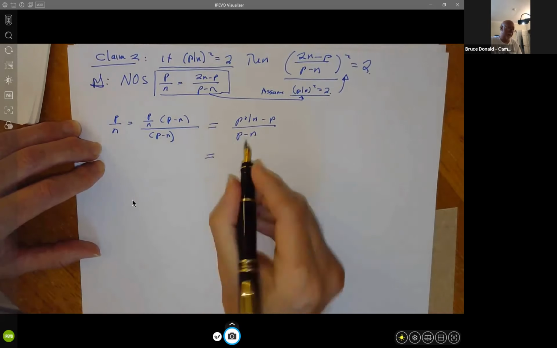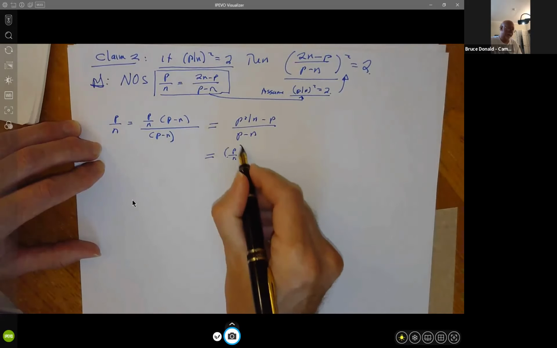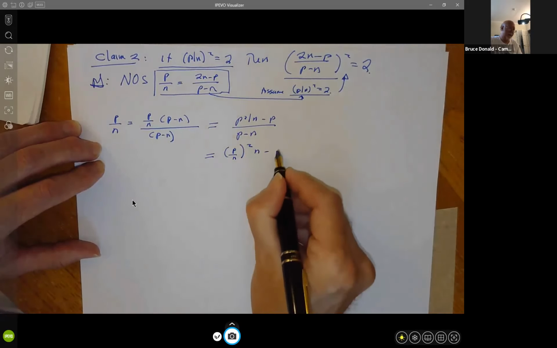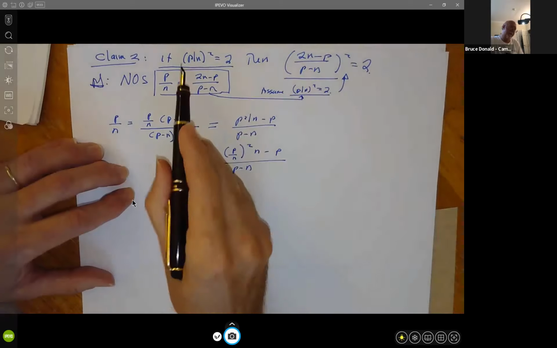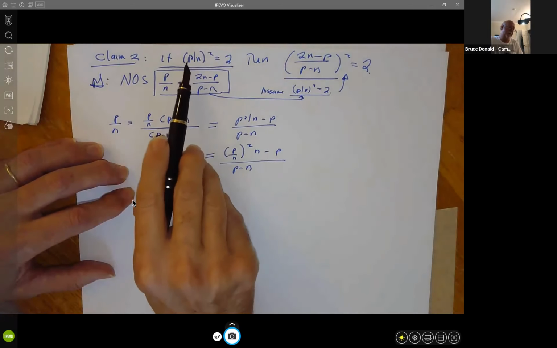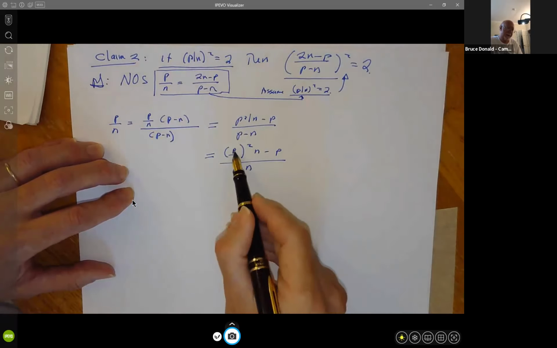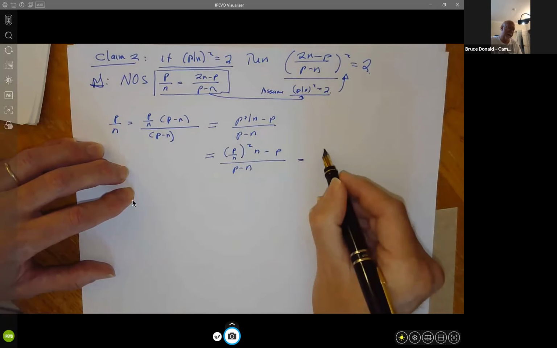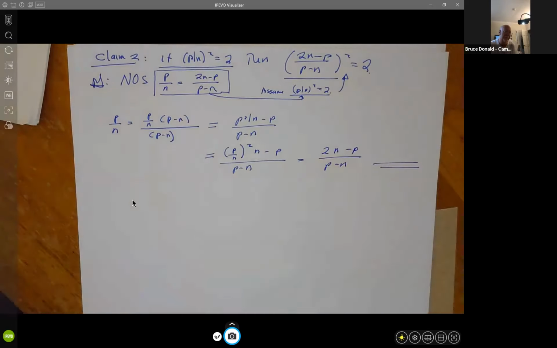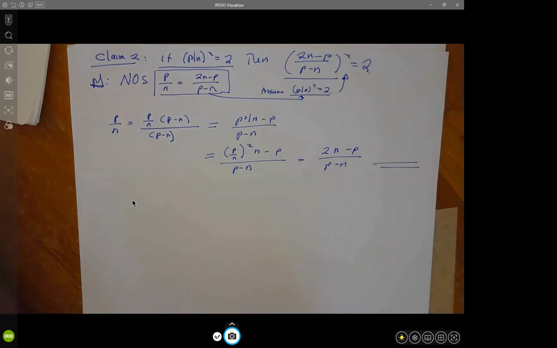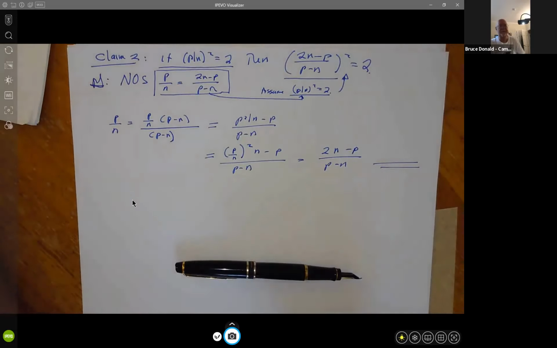Now we can rearrange a little bit. We can get P over N squared times N minus P over P minus N. But look, the if part of the statement says we can assume that P over N squared equals 2. So this is equal to 2, and now we get 2N minus P over P minus N, and we're done. Did I represent your proof correctly? Yeah, I wrote the steps down differently, but it's exactly the same algebraic thing. Right. Okay, good. So we have a proof.